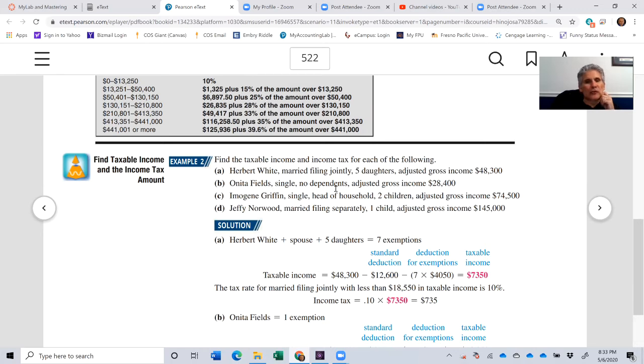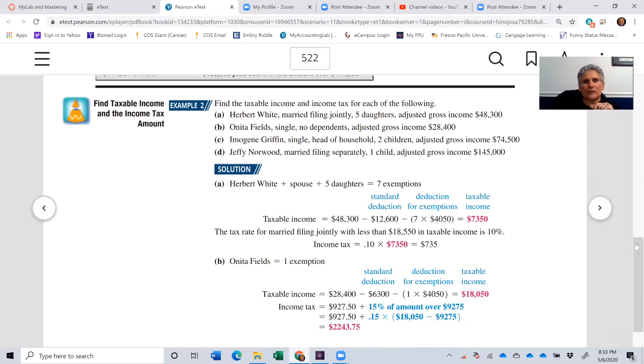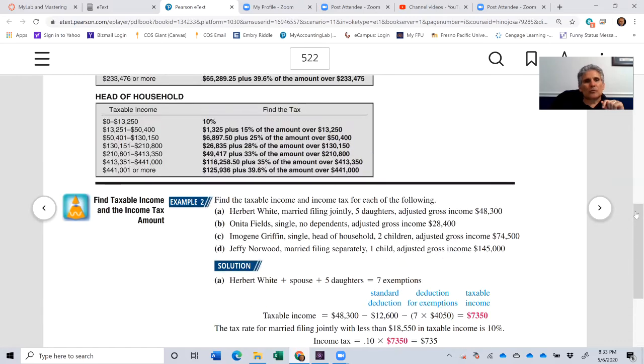Onita Fields, single, no dependents, adjusted gross income is 28,400. Okay, so single, no dependents. Single is going to help us understand how much the standard deduction is going to be. If you're single, your standard deduction is going to be 6,300. That's on the previous page. And then she only has one dependency exemption. So 1 times 4,050. So 28,400 minus 6,300 minus 4,050, because that's 1 times 4,050, gives her a taxable income of 18,050.